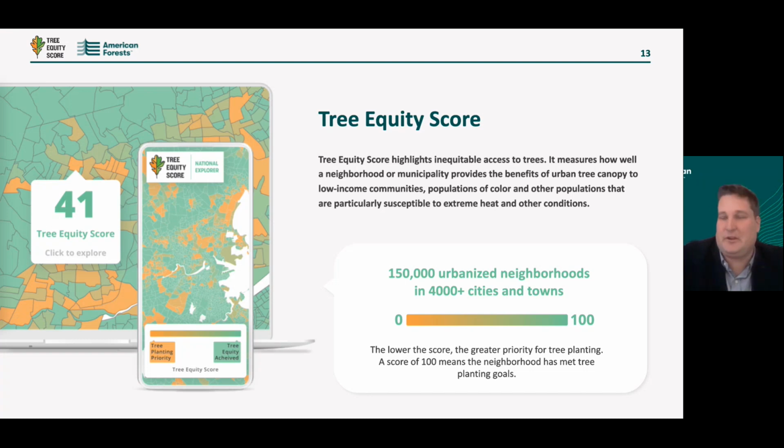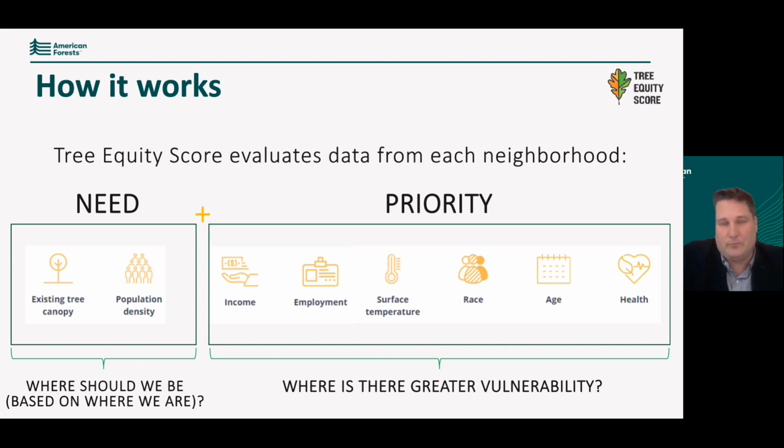100 means you have full tree equity. It's not an area where you need priority investment right now. And the lower the score is, the more investment is needed.